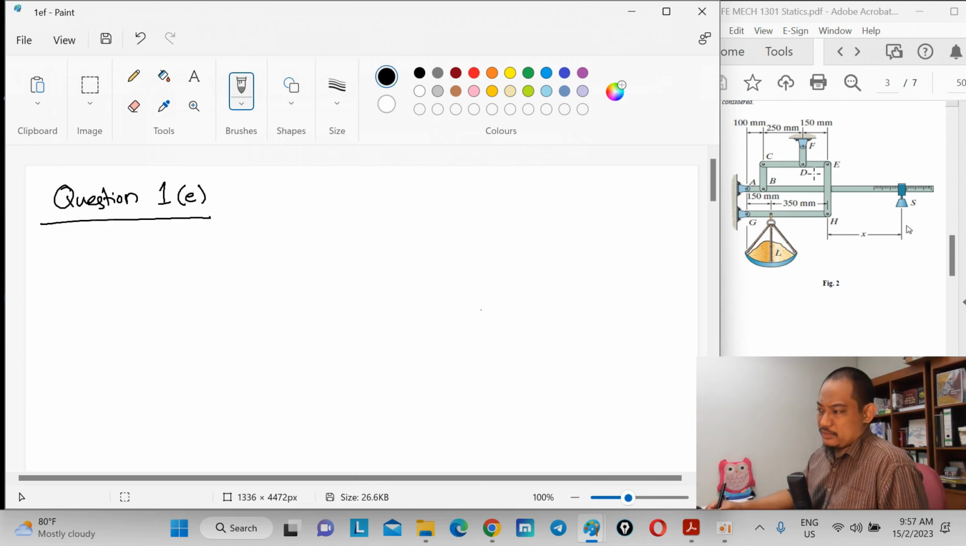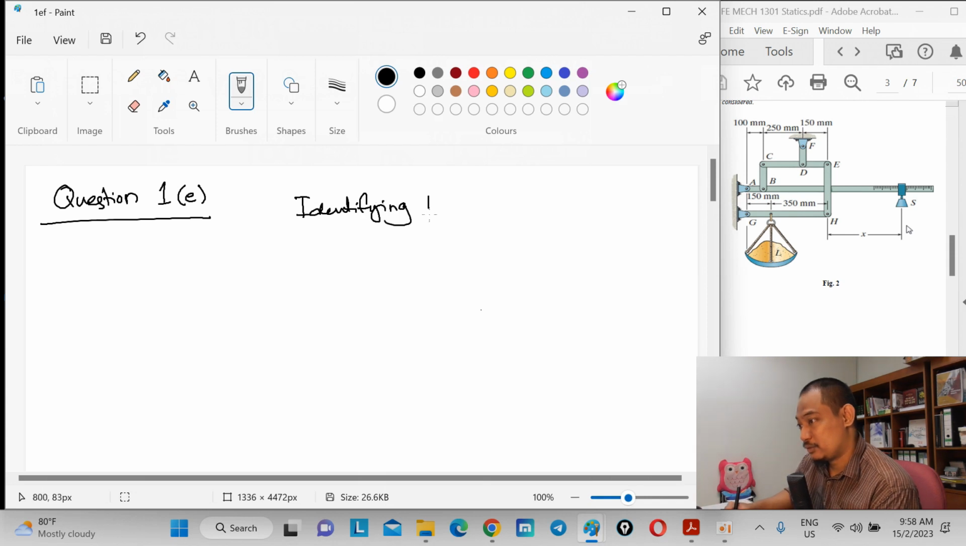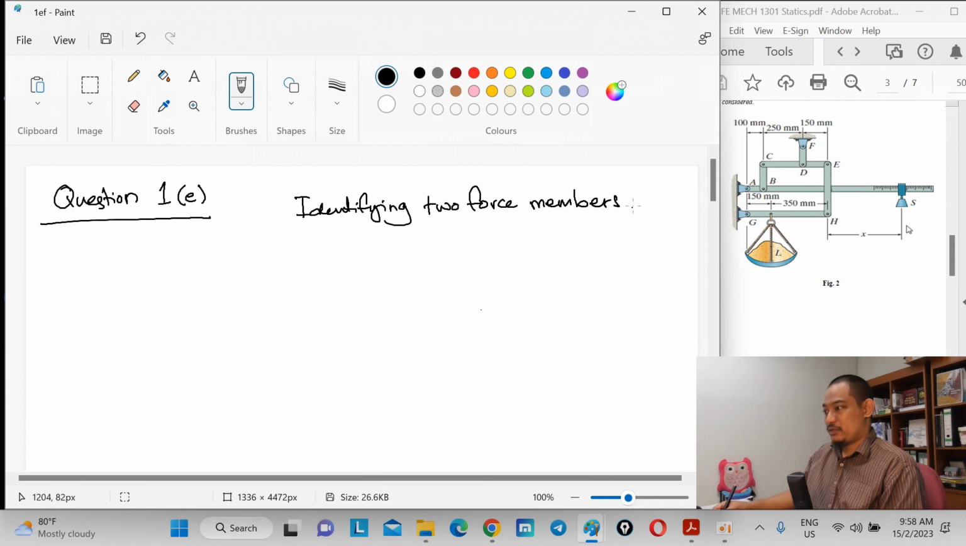In this kind of setup, the first question you have to answer is, normally in trusses, is there any zero force member? But in a frame you don't normally see zero force members, but you will often see two force members. So is there any two force member? If you can identify here, BC is a two force member, DF is a two force member, and EH is a two force member. So if I just draw, identifying two force members, you have BC here.